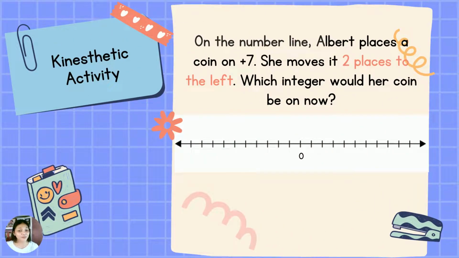So, let's have another one. So, on this number line, Albert places a coin on +7. And then he moves it 2 places to the left. To the left naman. So, from +7, minove naman niya papunta sa left. Which integer would her coin be on now?